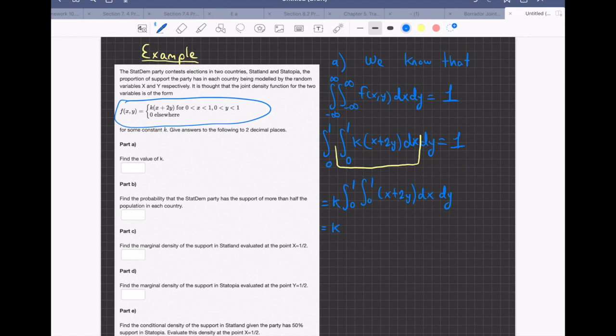And this is equal to k times the integral from 0 up to 1. What is the integral with respect to x? This is x squared divided by 2 plus, since y is a constant, the integral has to be 2xy. Evaluate it from 0 up to 1 because x goes from 0 up to 1. And we put here separately dy. Don't forget the 2xy.